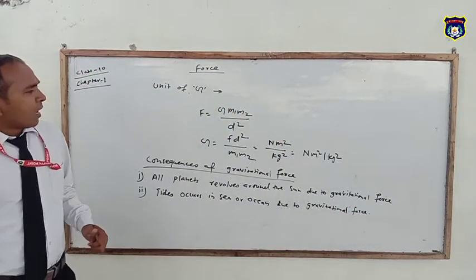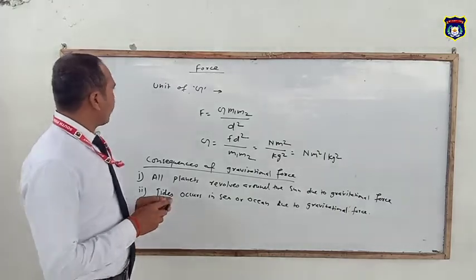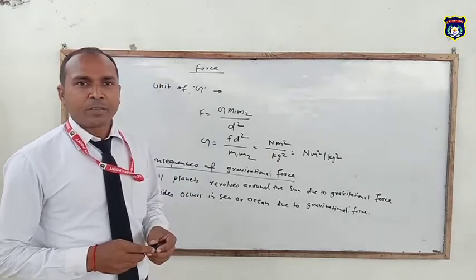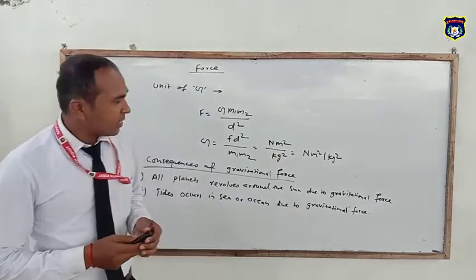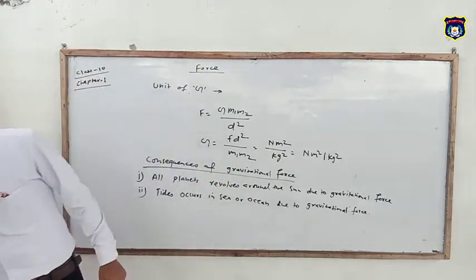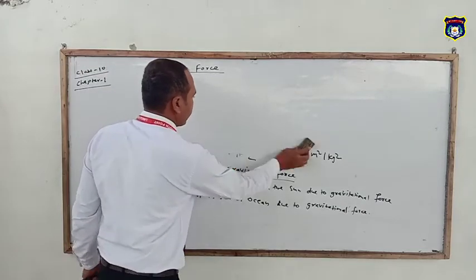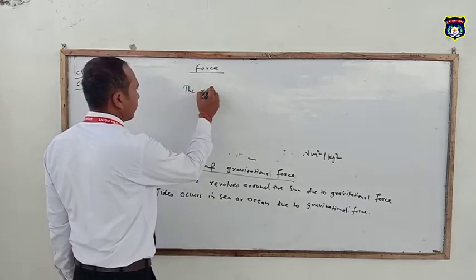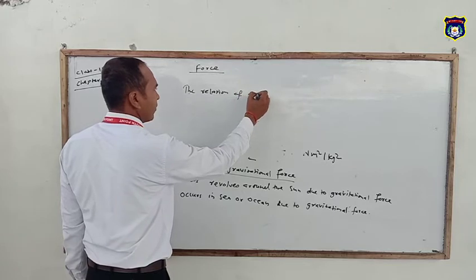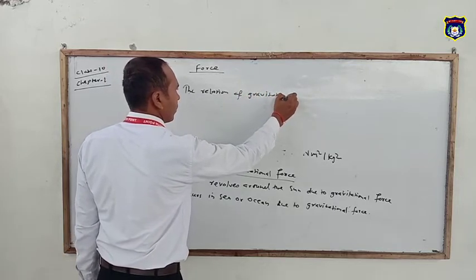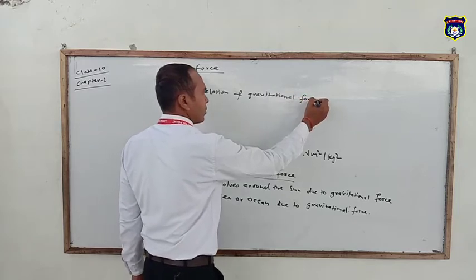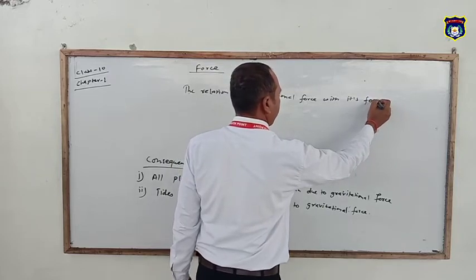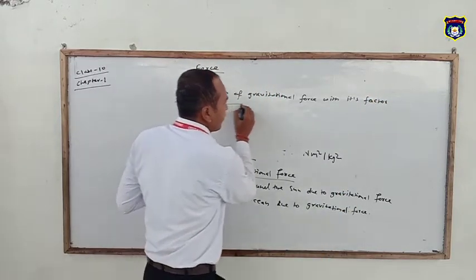Okay. After this, when we discuss the different factors, one factor becomes the relation of the gravitational force with its factors. The heading is the relation of gravitational force with its factors.